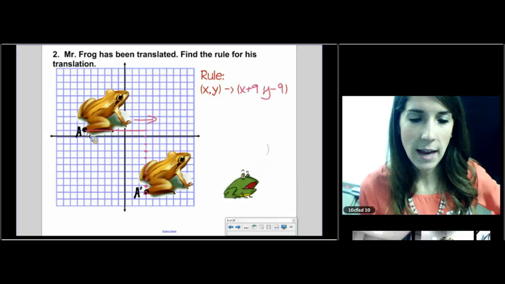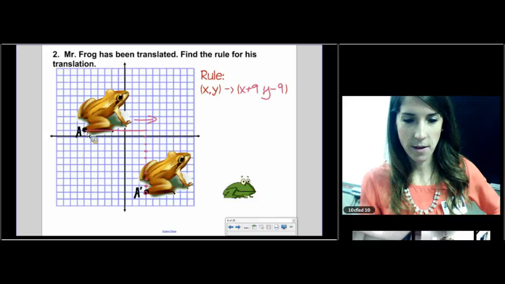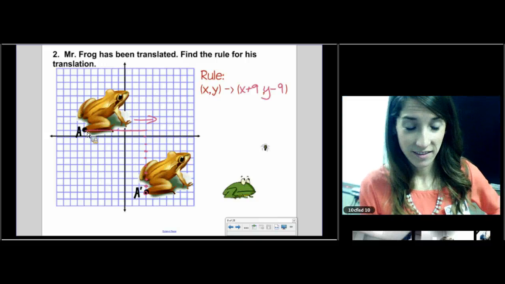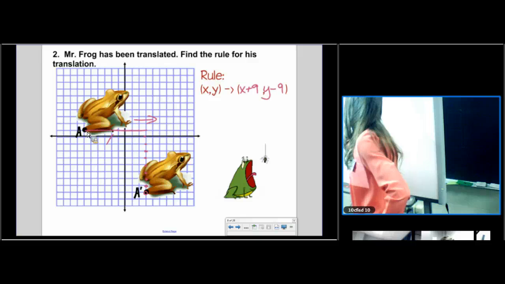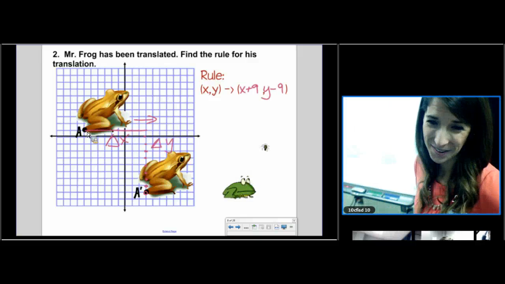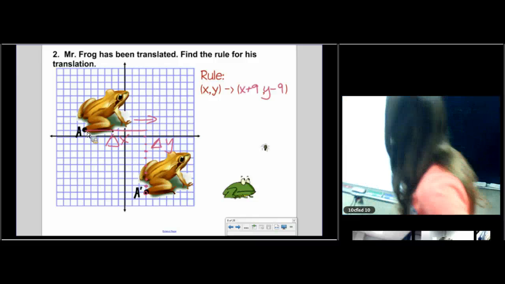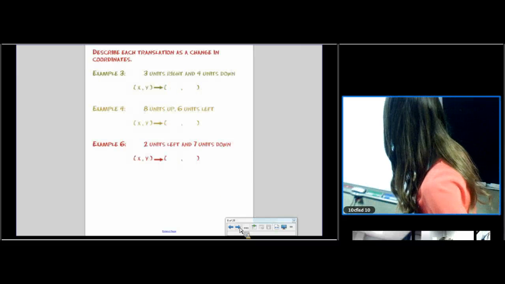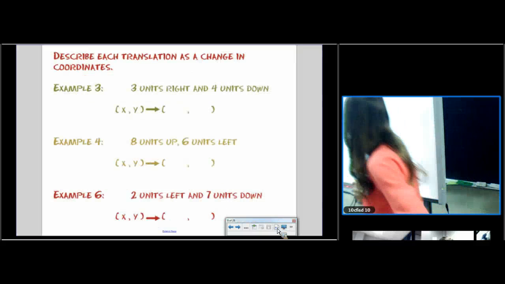Cool? What does that remind you of? Going over and down. Maybe it kind of reminds you of a delta x and a delta y. Good. Stairs, it reminds you of stairs. Okay, let's look at this one. I'll let you think about it, and then I will call on names.